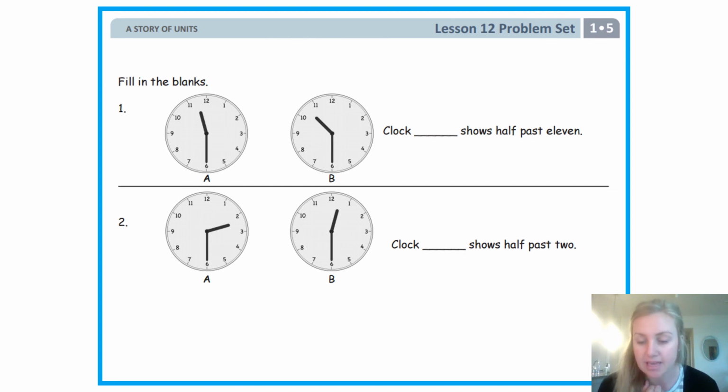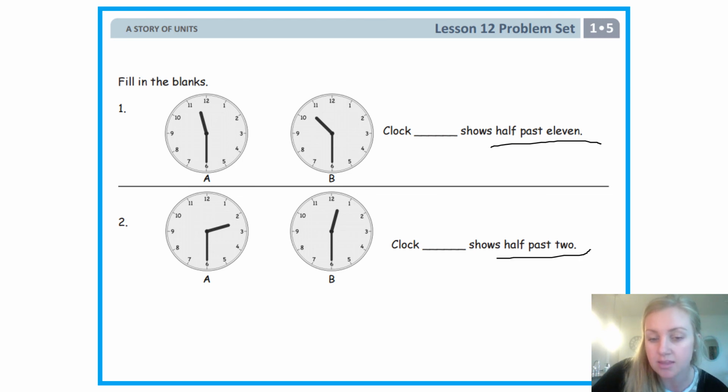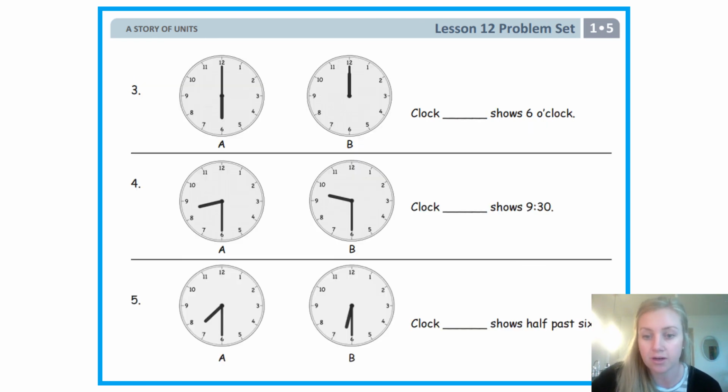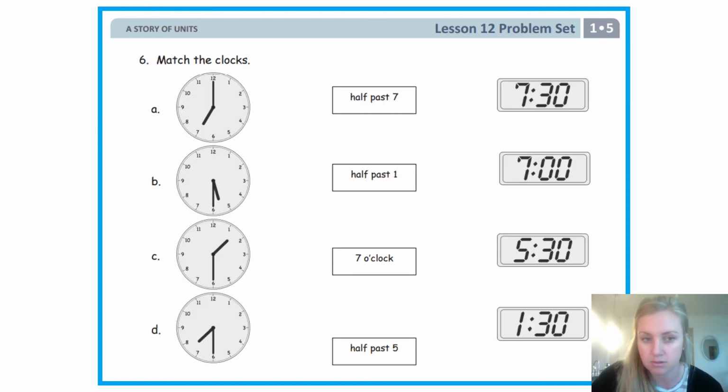On to your problem set for today. You have your problem set and your homework. Number 1 and 2, fill in the blanks. There is one clock that shows the time that is written for you. Find the clock that shows the time and fill in the blank with the letter for that clock. 3, 4, and 5, you're doing the same thing. They give you a time. Write the letter of the clock that matches that time.